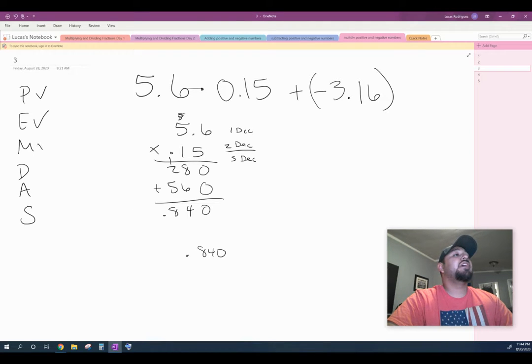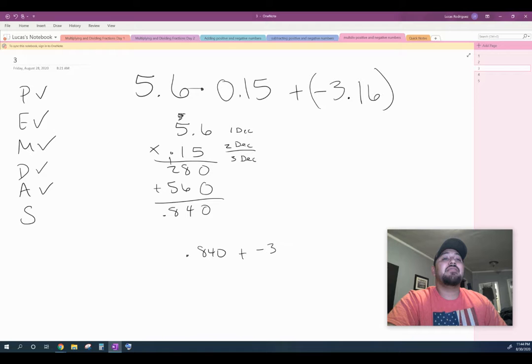So let's see. I did multiplication. There's no division. There is addition. So I'm working on that now. So I'm adding this negative 3.16. Well, first of all, let's look at what's bigger. What's bigger is this negative team. So I know my answer is going to be negative.